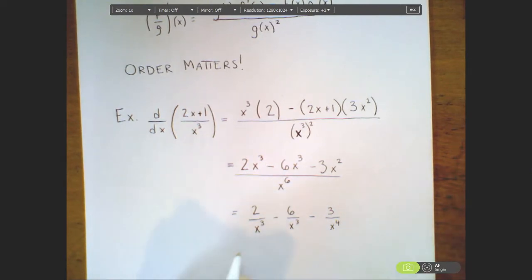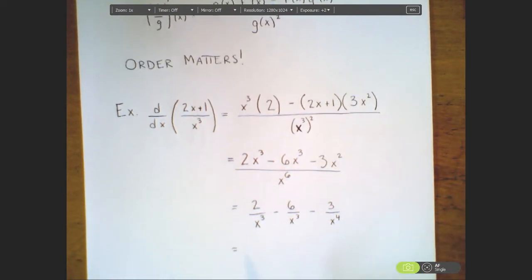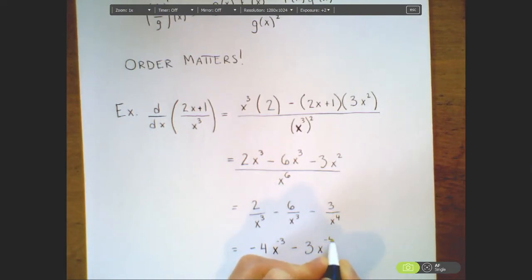And to finish off, I'm going to combine these two terms, so I end up with negative 4 divided by x cubed. Recall that when I have a denominator with a power, I can rewrite that as negative 4x to the negative 3. The reciprocal, this is 1 over x cubed, can be written this way. And then I can subtract out 3 times x to the negative 4. And I'm done.